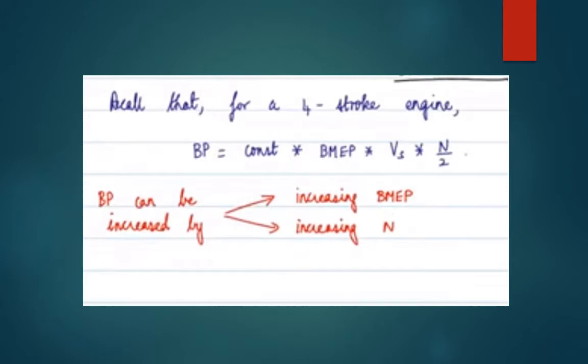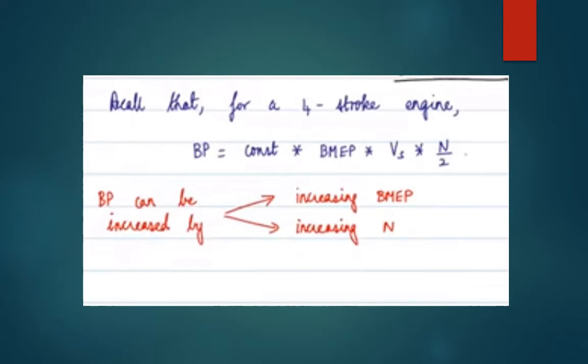We can observe that increasing brake power, brake mean effective pressure, would essentially involve increasing the pressure at which the air or the air-fuel mixture is introduced into the combustion chamber. So if we can increase the intake pressure, that is the pressure at which air or the air-fuel mixture is introduced into the combustion chamber, we could increase the brake mean effective pressure, as we just discussed. Am I right?